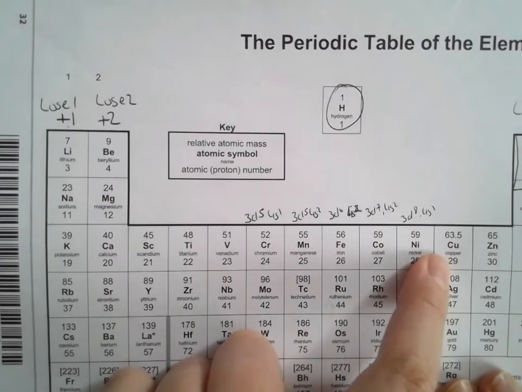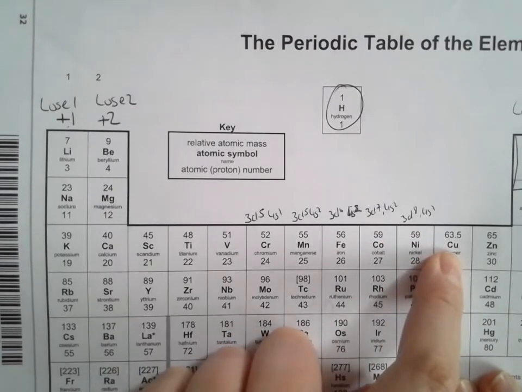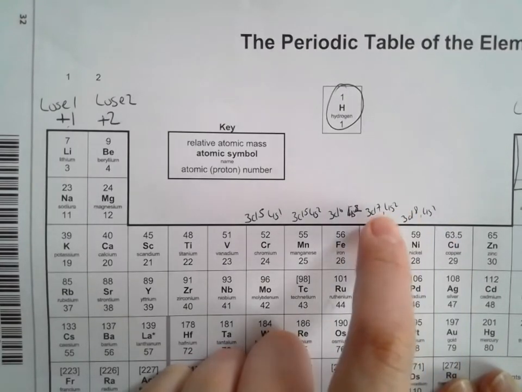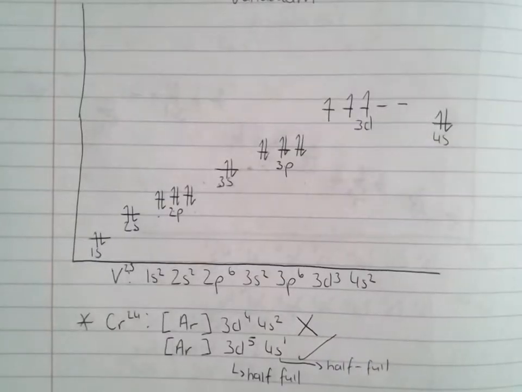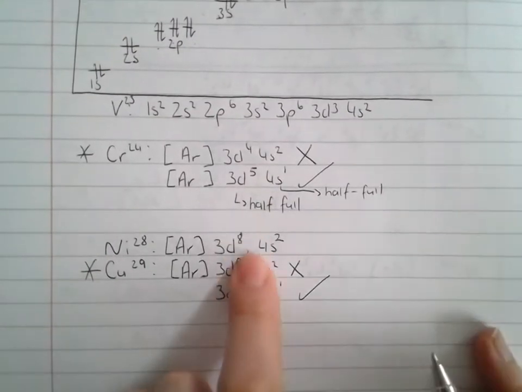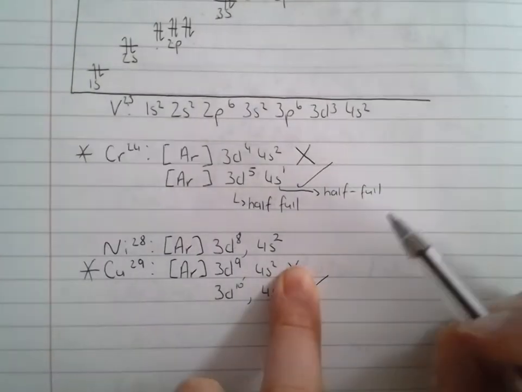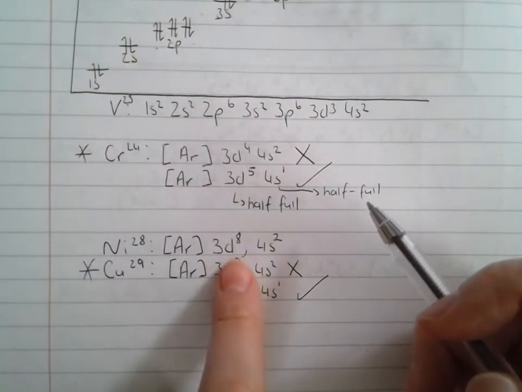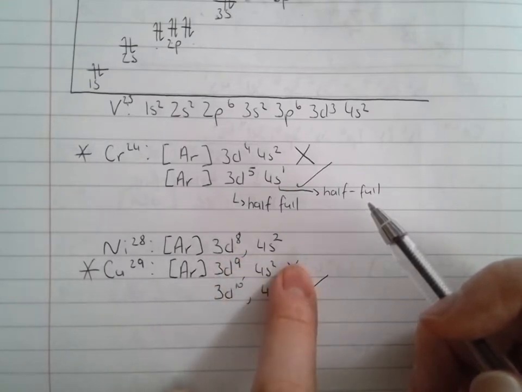But again, we get to copper and we have another exception. Nickel's 3d8, 4s2. You would expect copper to be 3d9, 4s2, but it's not, for the same reason as chromium above. Instead of having those 11 electrons in a 9-2 split, those electrons rearrange to give you a 10-1 split.